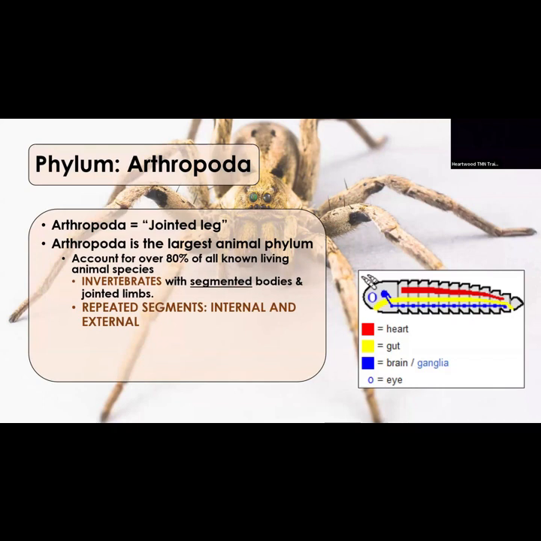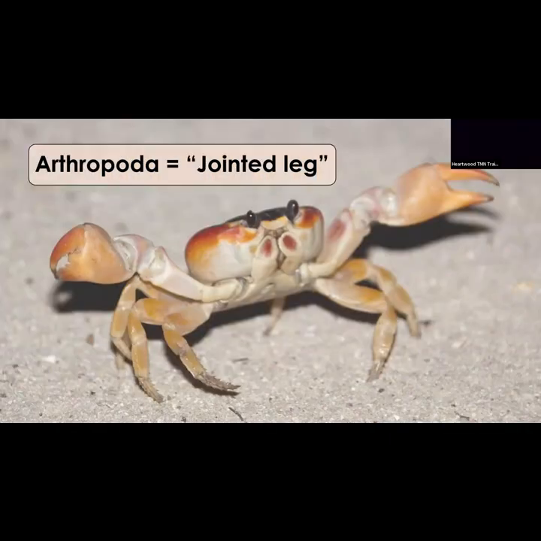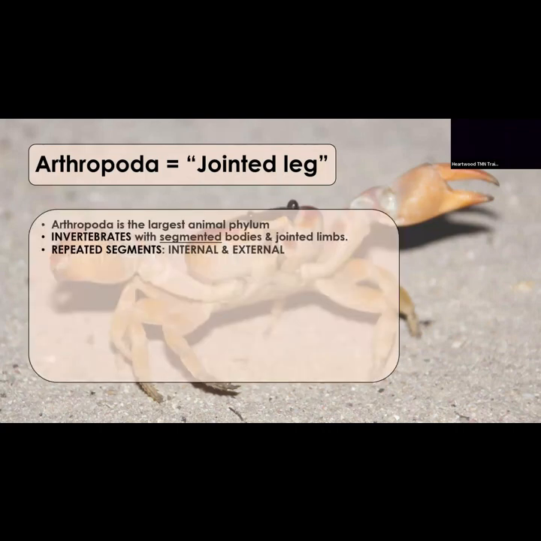Those segments go inside and outside. So their respiratory and digestive systems, their internal organs, are segmented as well. It's an internal and external thing that goes through the nervous, muscular, and circulatory systems. I keep pushing the wrong button. So arthropods, jointed leg, look at the little cutie.